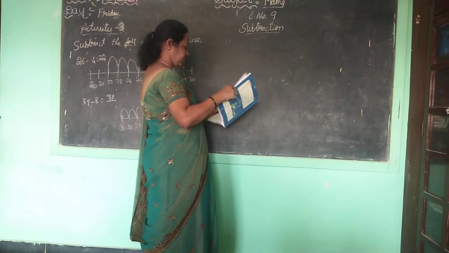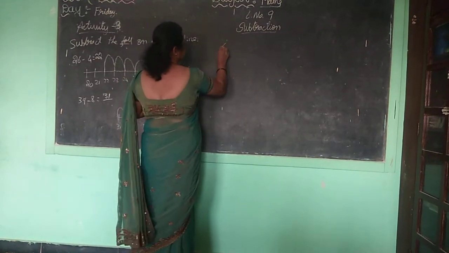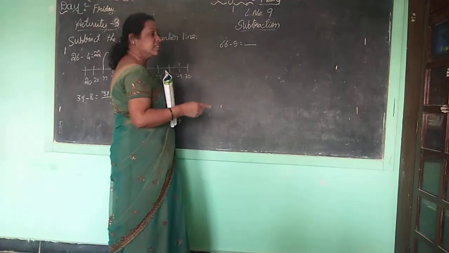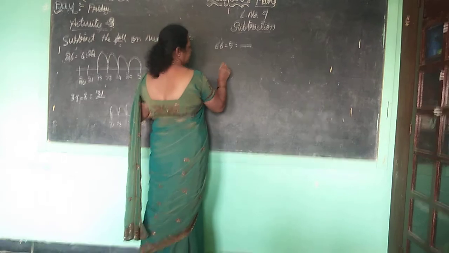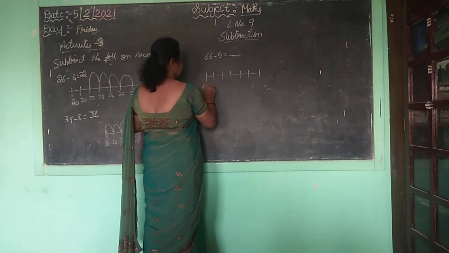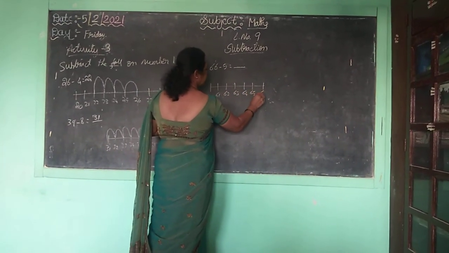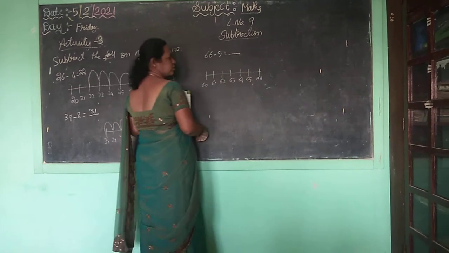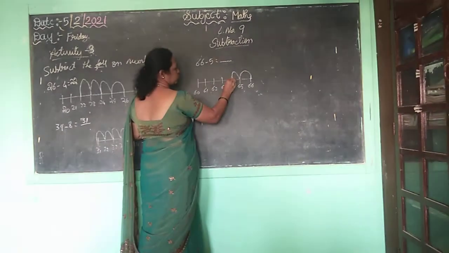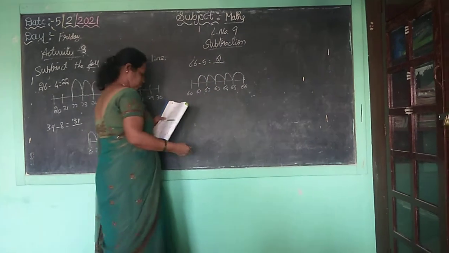So now coming to page number 60, children, in your textbook. 66 minus 5. 66 minus 5 is how much? So you can take the numbers from 60 only. Okay, see. 60, 61, 62, 63, 64, 65, 66. Okay, 66, how much do you have to come back? 5 spaces. See, from 66 come 5 spaces. 1, 2, 3, 4, 5. How much, children? 61. Okay children.